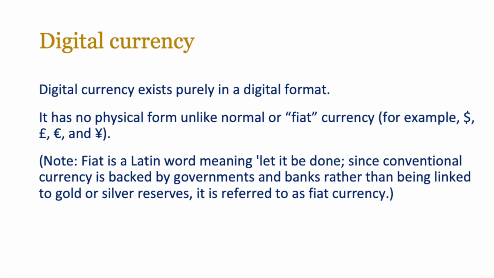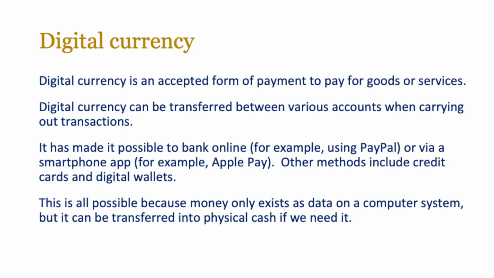Digital currencies are different from fiat currencies because they exist digitally. They're an accepted form of payment to pay for goods or services. They can be transferred between various accounts when carrying out transactions. And it's been made possible to bank online if you're using services like PayPal or a smartphone app, for example, Apple Pay, use of credit cards, use of fintech or financial technology apps like Revolut, perhaps, and digital wallets. All of those are possible.